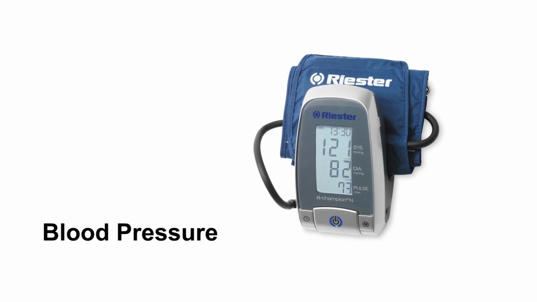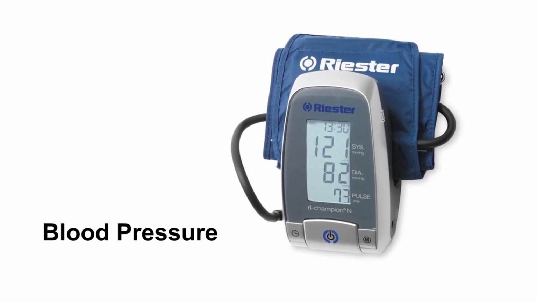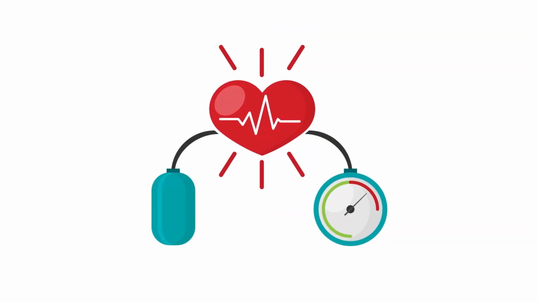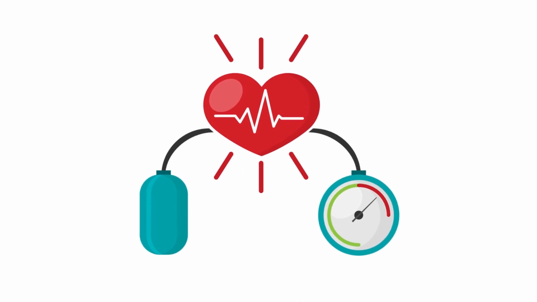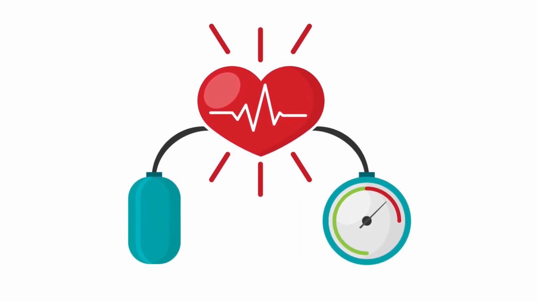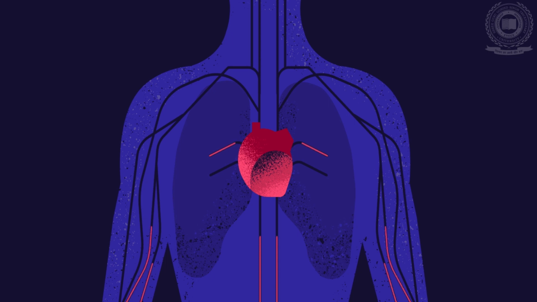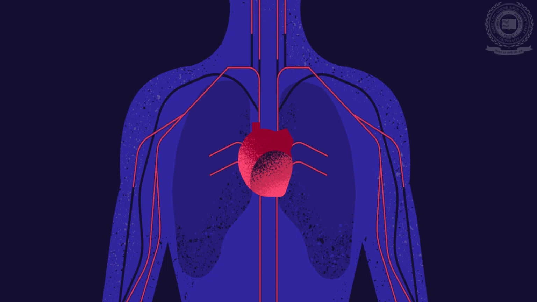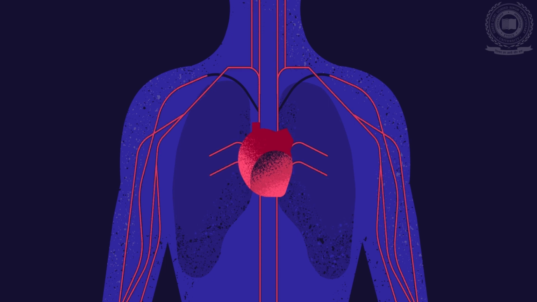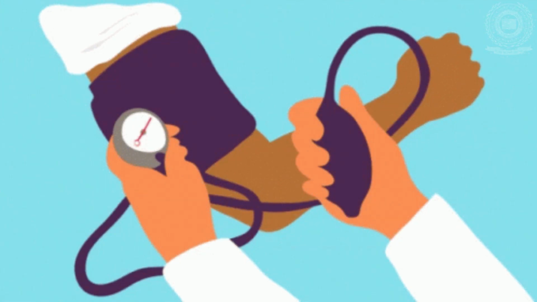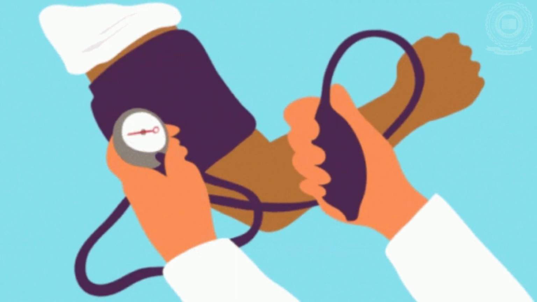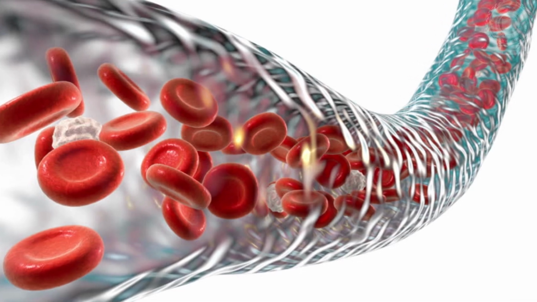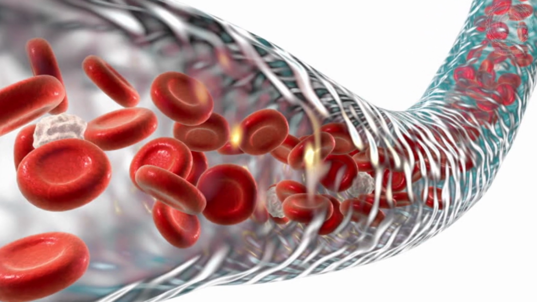Today I am going to discuss the topic of blood pressure. Blood pressure is the pressure of circulating blood against the wall of the blood vessels. Most of the pressure results from the heart pumping blood through the circulatory system. When used without qualification, the term blood pressure refers to the pressure in the large arteries.